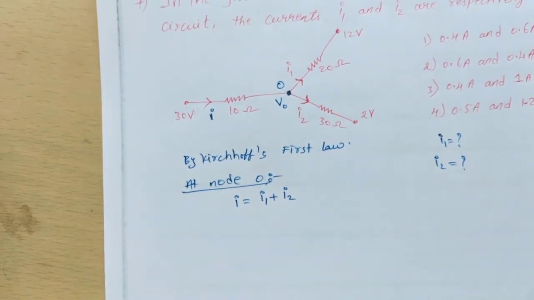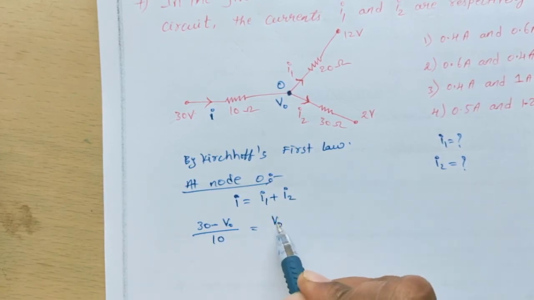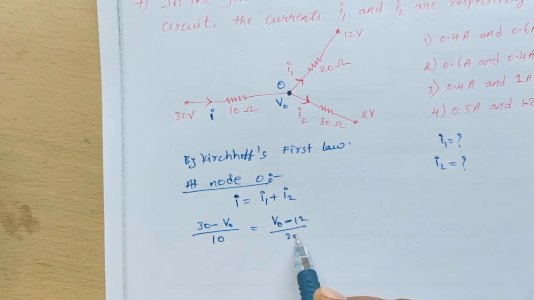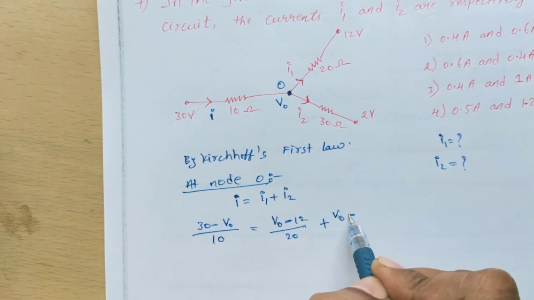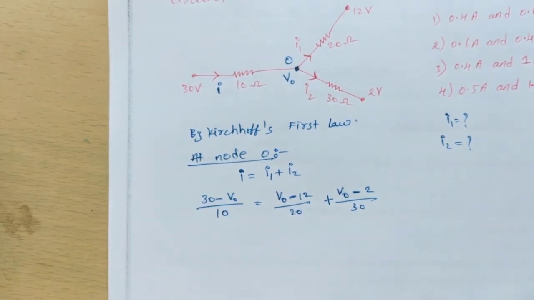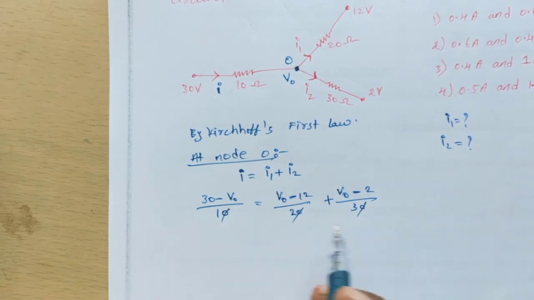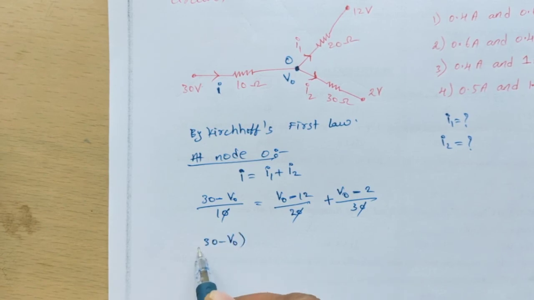Students, observe carefully, instead of I, by Ohm's law we can write (30 − V naught)/10. And instead of I1 we represent (V naught − 12)/20, plus (V naught − 2)/30 for I2. See students, on both sides I am cancelling these zeros. So now we have 30 minus V naught here.